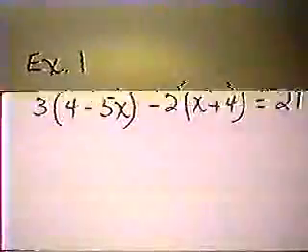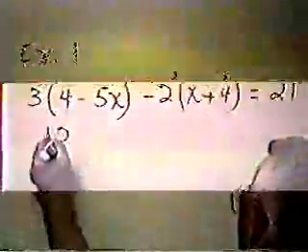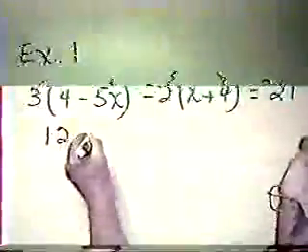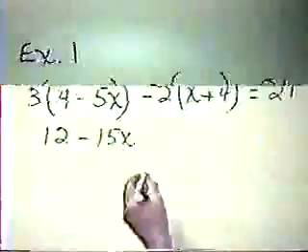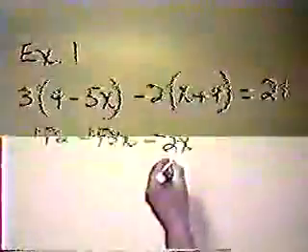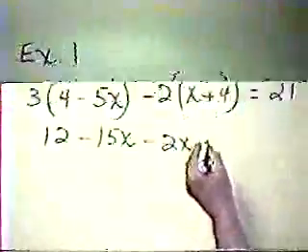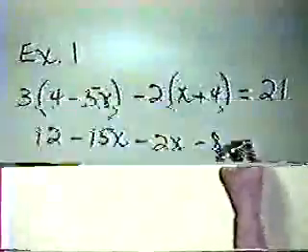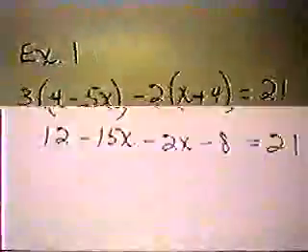All the arithmetic, algebra rules we use. Pay attention. All right, first of all, we remove parentheses. So 3 times this would be 12. 3 times this would be a minus 15x. A minus 2 times x is a minus 2x. And a minus 2 times a plus 4 is a minus 8 is equal to 21.